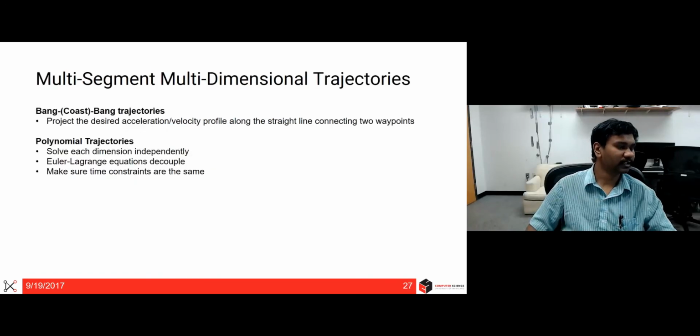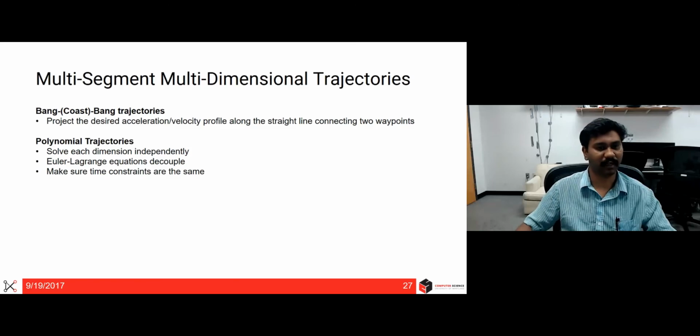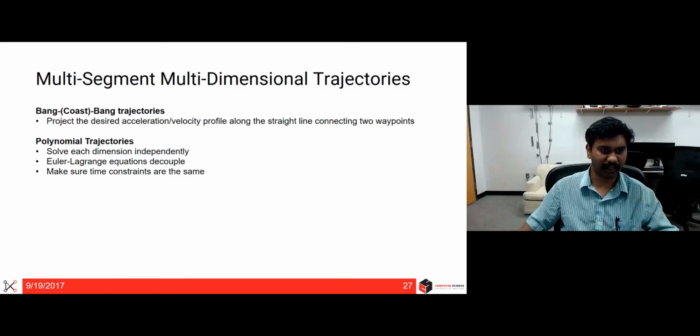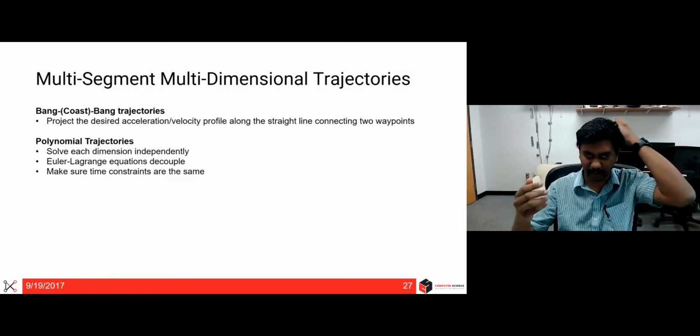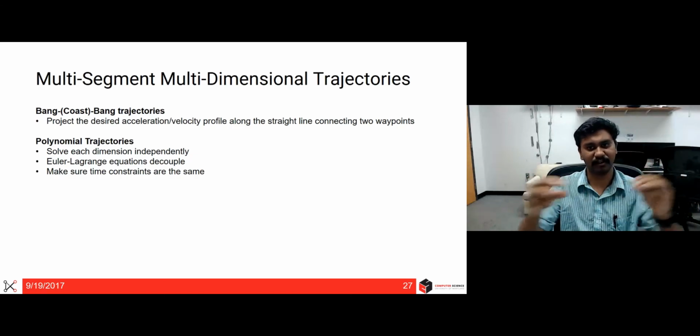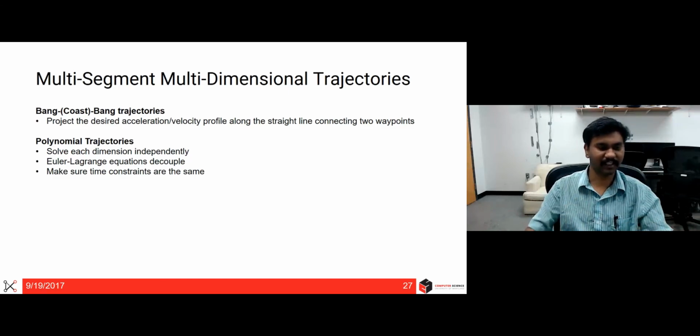Cool. So how do we deal with multi-segment, multi-dimensional trajectories? Of course, we can use bang-bang trajectories, wherein we project the desired acceleration or velocity profiles along straight lines connecting two waypoints. How do we deal with polynomial trajectories? We solve for each dimension independently, as Euler-Lagrange allows us to do. And of course, we'll be using Euler-Lagrange equations to decouple and make life easier for us.